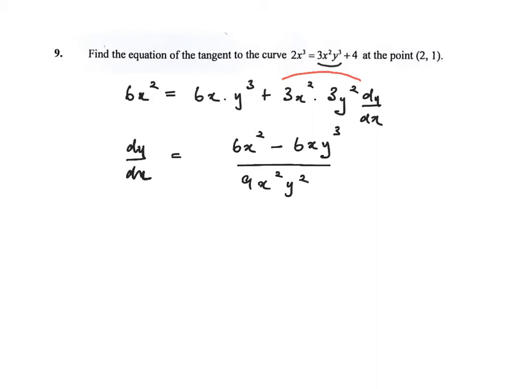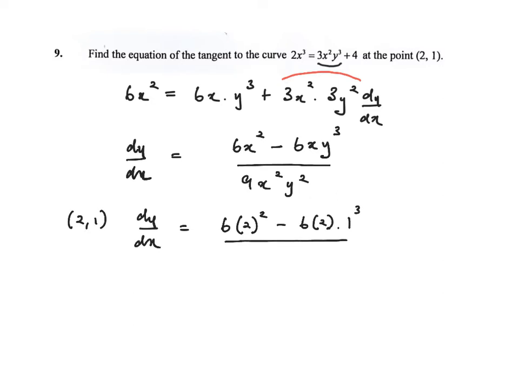What I want to do next is to sub in the point 2, 1. So dy by dx then is 6 times 2 squared minus 6 times 2 times 1 cubed, and we've got 9 times 2 squared times 1 squared. 2 squared is 4 times 6 is 24 minus 12. 2 squared is 4 times 9 is 36. So we then have 12 over 36, which is 1 over 3. That's the gradient of the tangent.